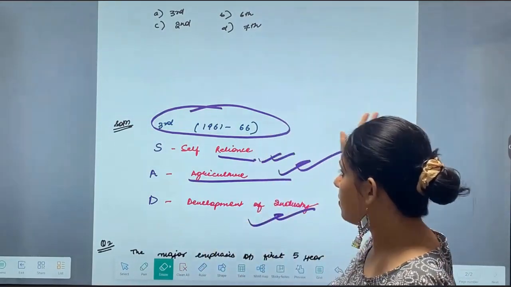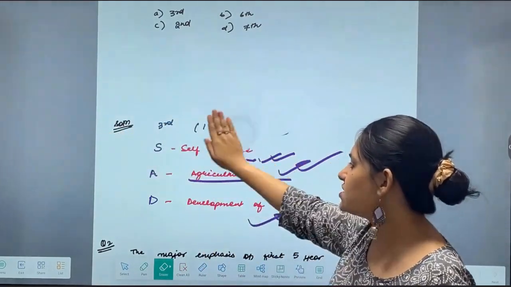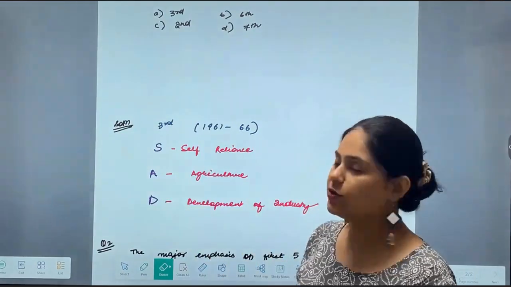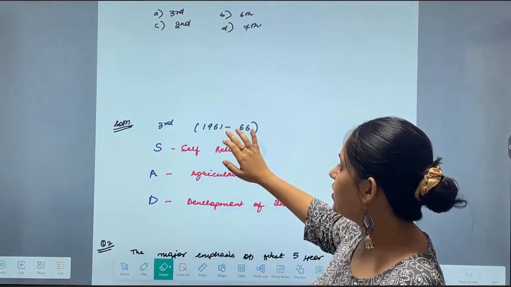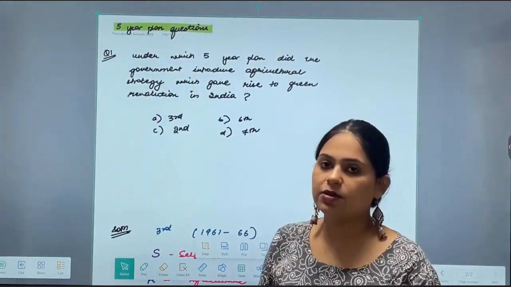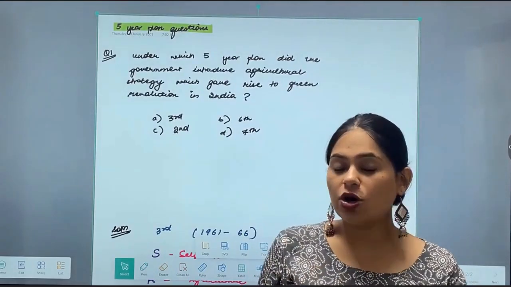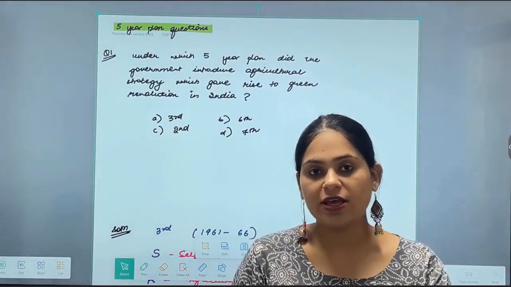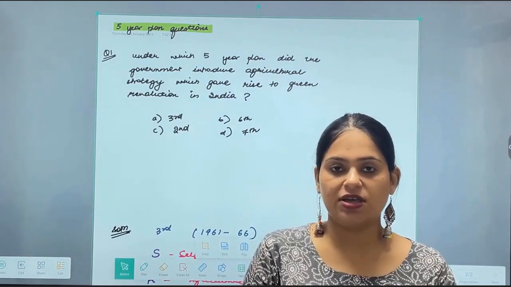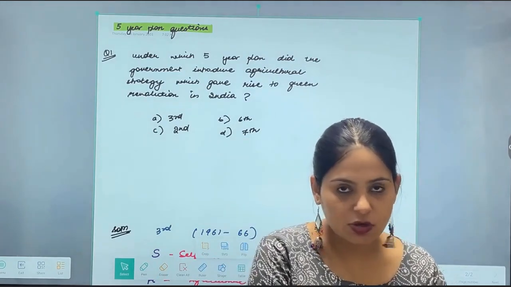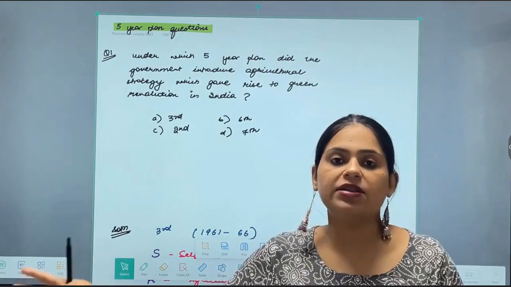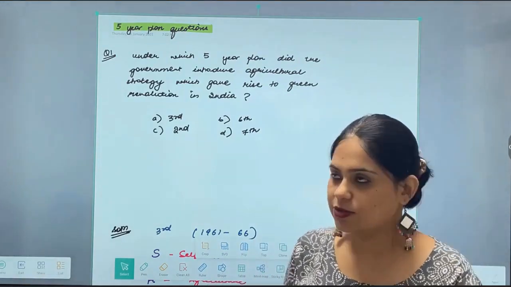So the short form to remember the third 5-year plan is SAD: Self-reliance, development of Agriculture and development of the industry. So the correct answer to this question is the third 5-year plan. Remember, I am not talking about when the green revolution came. I am asking when the focus first went on the agricultural sector in a way which led to further thinking by the government and introducing the green revolution.